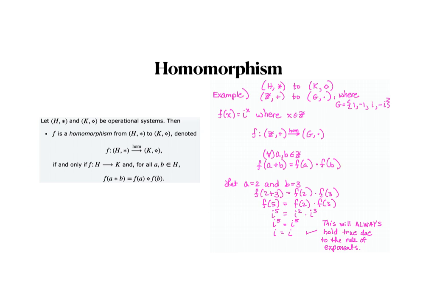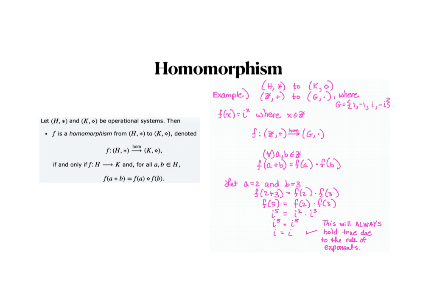I have two operational systems. Then F, a mapping, is a homomorphism from H star to K diamond, denoted this way, if and only if F takes H to K, and for all A and B in H, this relationship holds true. Now, I wanted to show you an example of something that was homomorphic.